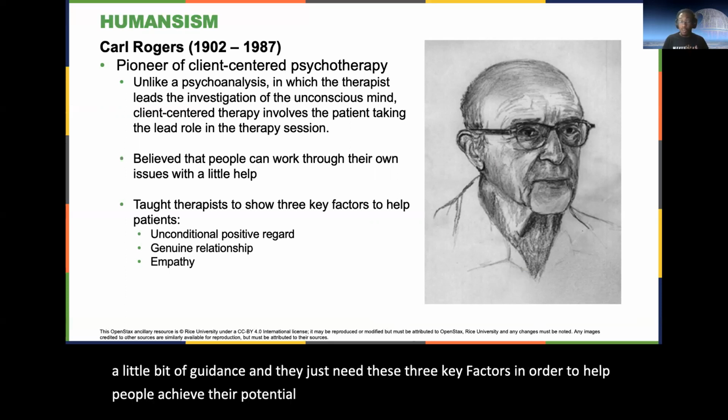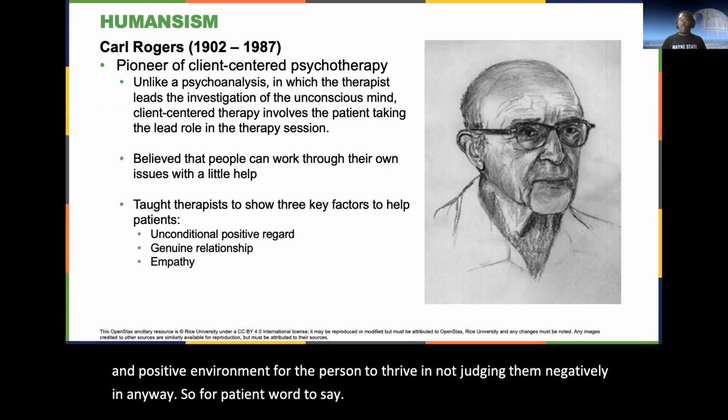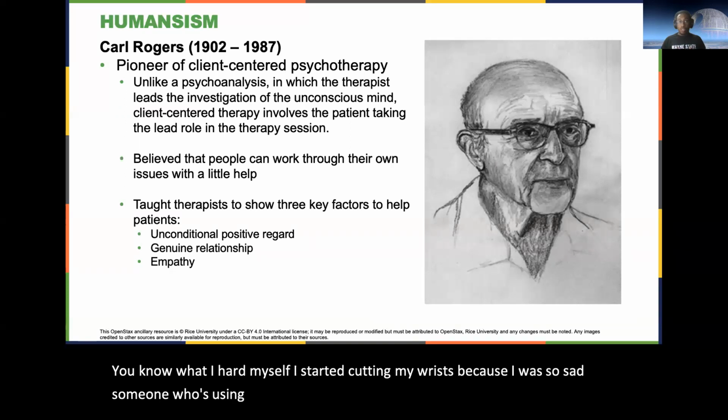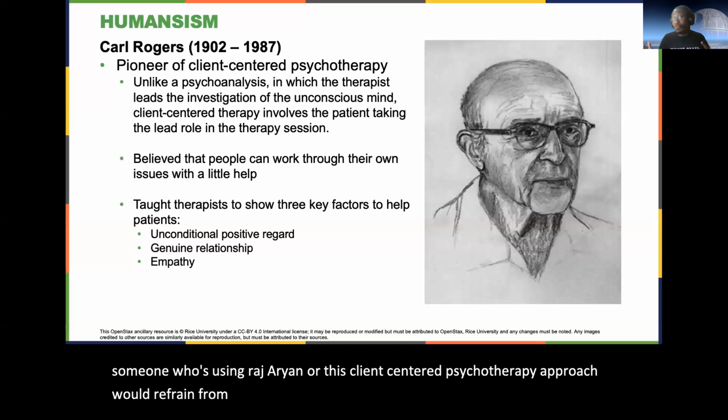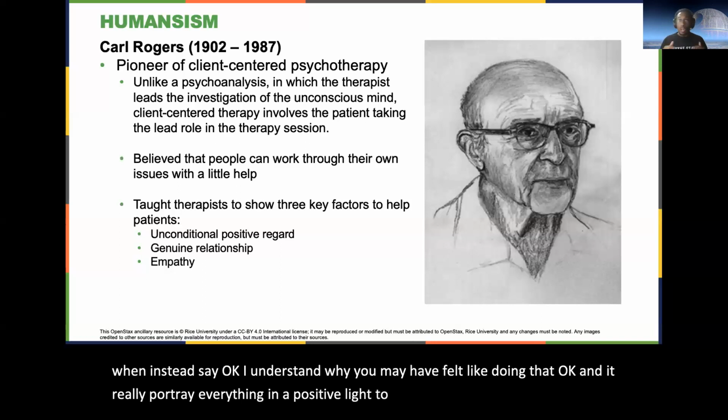Unconditional positive regard: providing a warm and positive environment for the person to thrive in, not judging them negatively in any way. So if a patient were to say, "You know what, I harmed myself. I started cutting my wrists because I was so sad," someone using this Rogerian client-centered approach would refrain from saying anything like, "Oh, that's bad," or "Oh, you shouldn't do that," and would instead say, "Okay, I understand why you may have felt like doing that." It really portrays everything in a positive light to lift that person up, no matter how far low they've gone.